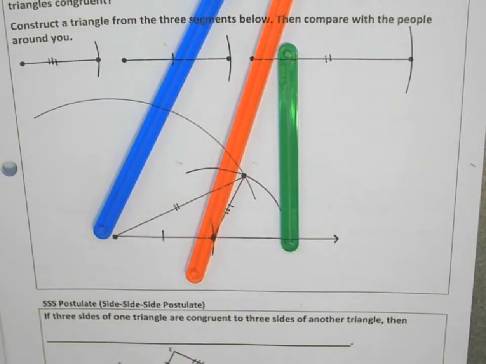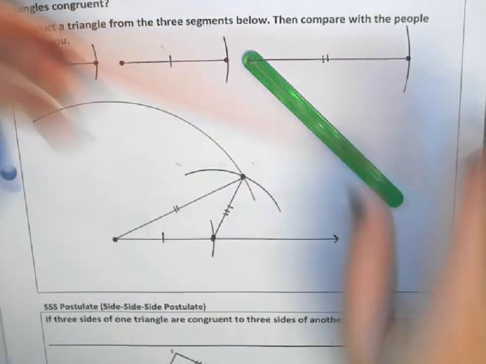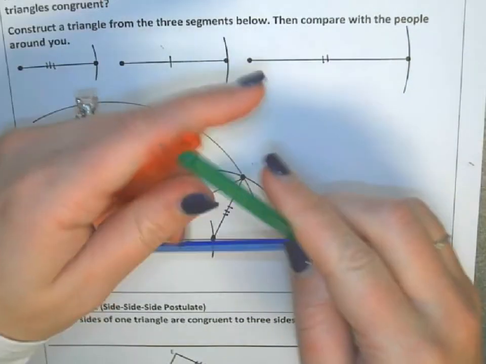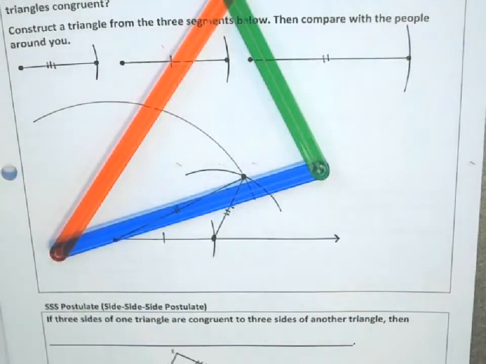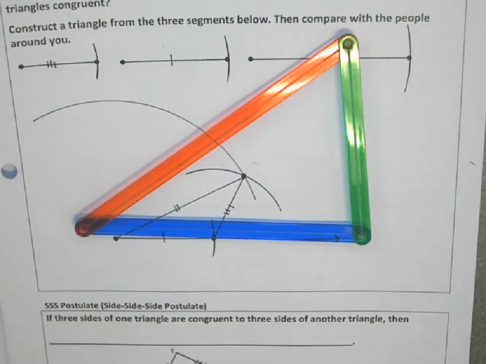So far, so good? I'm going to put them together. It does not matter the order I put them together in. I could take this apart, and no matter how many times I put it together, it's still going to create the exact same triangle.